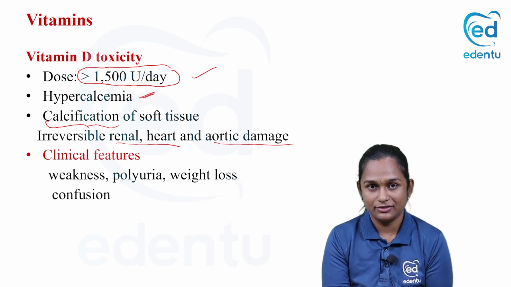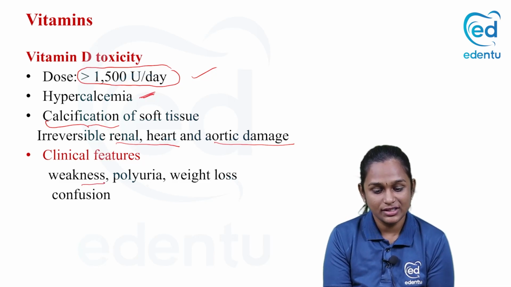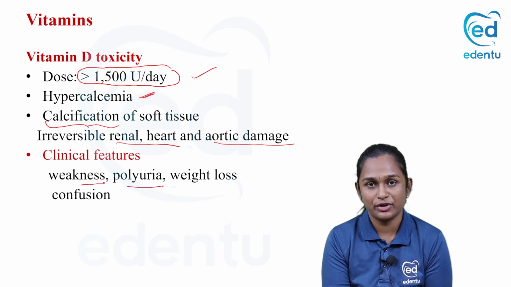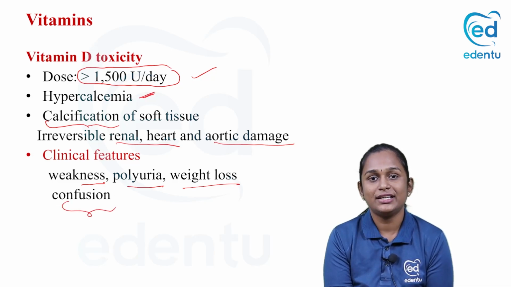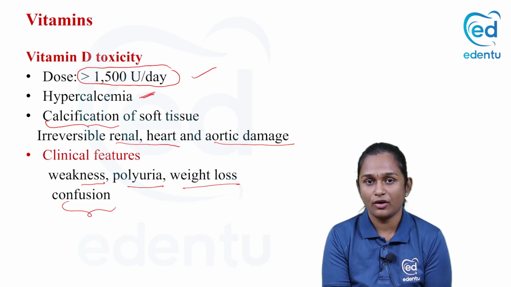What will be the clinical features? It results in weakness, polyuria, increased urination, weight loss and confusion. These are all the clinical features of vitamin D toxicity.